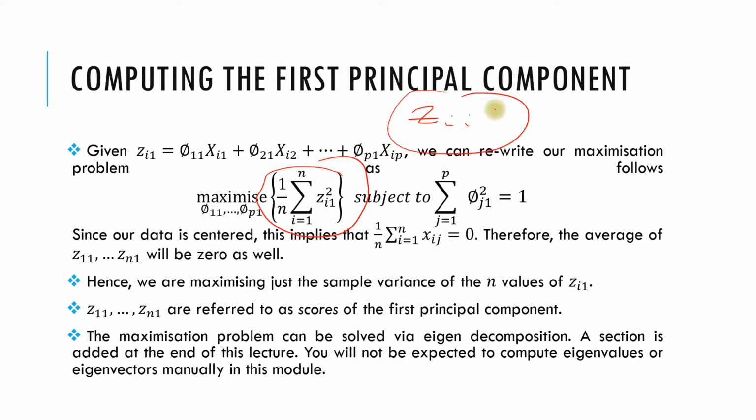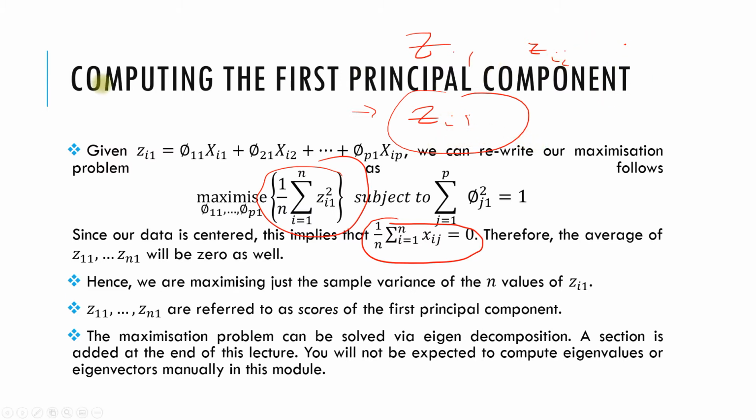Bear in mind that your zi1 here is the first principal component. The variable zi1 represents your first principal component, and the values that you get from it would basically have a mean of 0 as well. Why will they have a mean of 0? Because the xij themselves have a mean of 0. So obviously zi1 would also have a mean of 0.